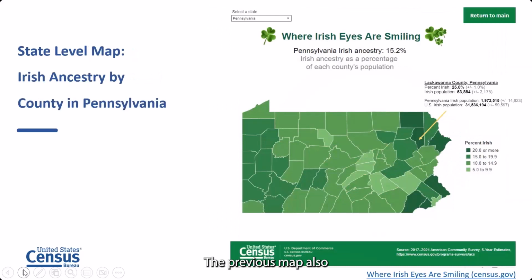The previous map also allows users to have the option to drill down to view state and county level data. Here, I selected Pennsylvania, where 15.2% of the state's residents are of Irish ancestry. The county with the highest percentage of Irish ancestry in Pennsylvania is Lackawanna County, with just over a quarter of residents reporting Irish ancestry, at 25%, as you can see on the slide.